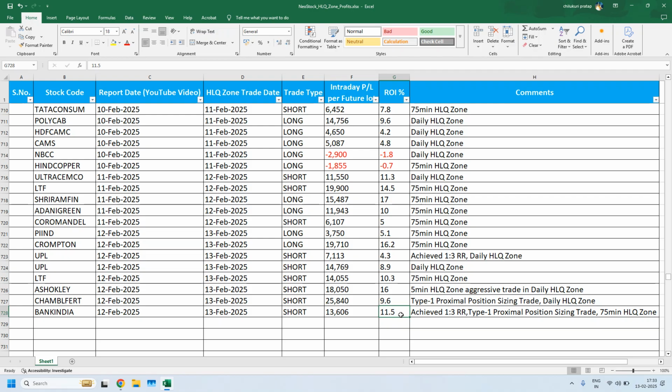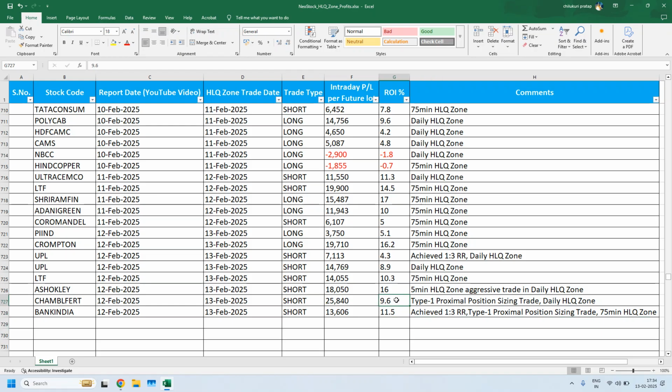But if you did position sizing, really you won't get 11.5. Half of the percent you would have got, or a little more extra. Suppose if you position size to 1.5% risk level, then half of this ROI you will get. If you position size to 2% risk level, you will get even more profit. Probably this could be your half of the profit you will get.